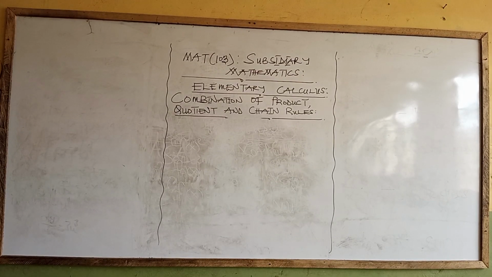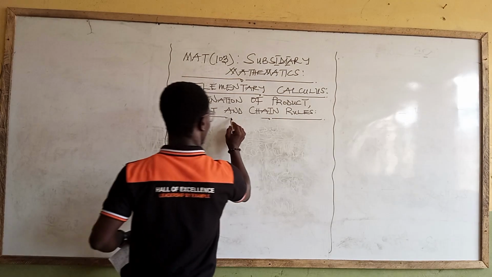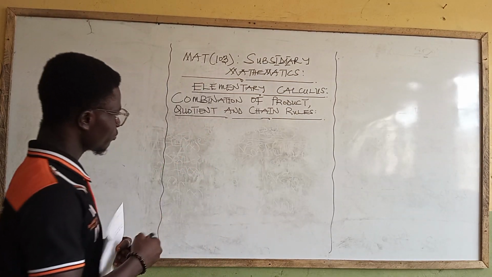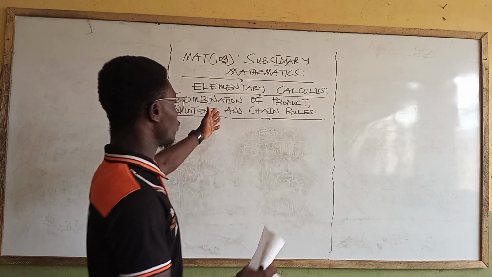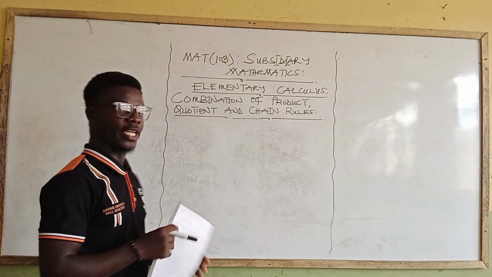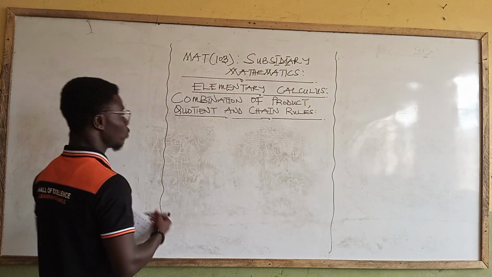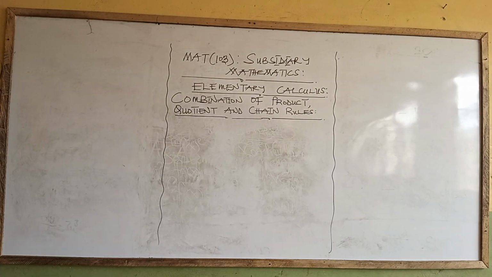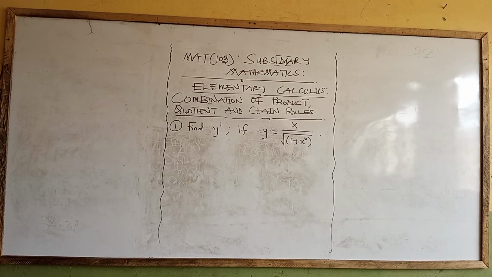All right, so now we've done our recall. We want to continue to solve examples involving a combination of products, quotients, and chain rules. So now let's see our first example.